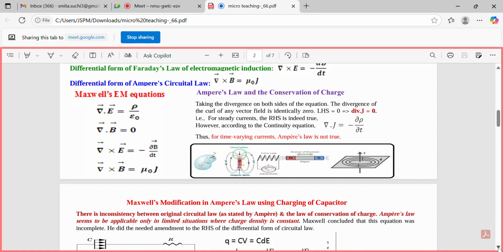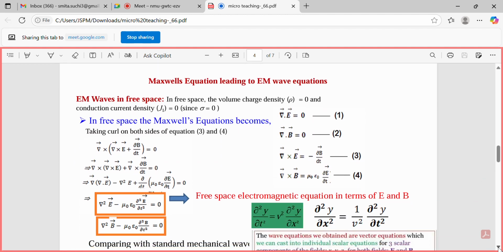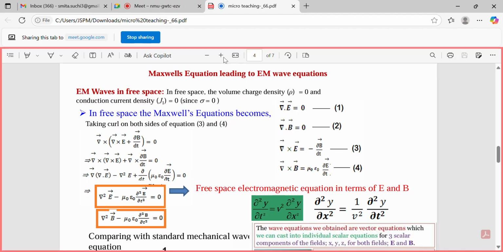Now we will see how these four equations lead to the electromagnetic wave equation. The electromagnetic wave equation can be obtained in different media: in free space or vacuum, in a non-conducting medium, as well as a conducting medium. Here we will discuss electromagnetic wave propagation in free space or vacuum. In free space the volume charge density is 0 and the current density is also 0. We will take mu as mu naught, which represents the magnetic permeability in free space, and epsilon naught as the electric permittivity in free space.